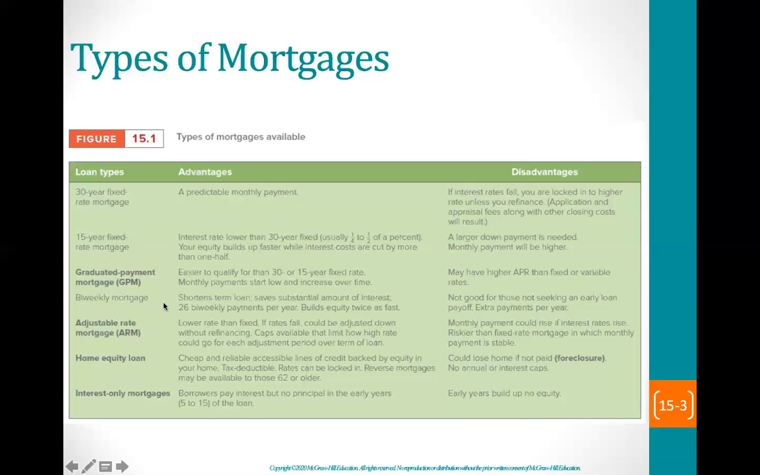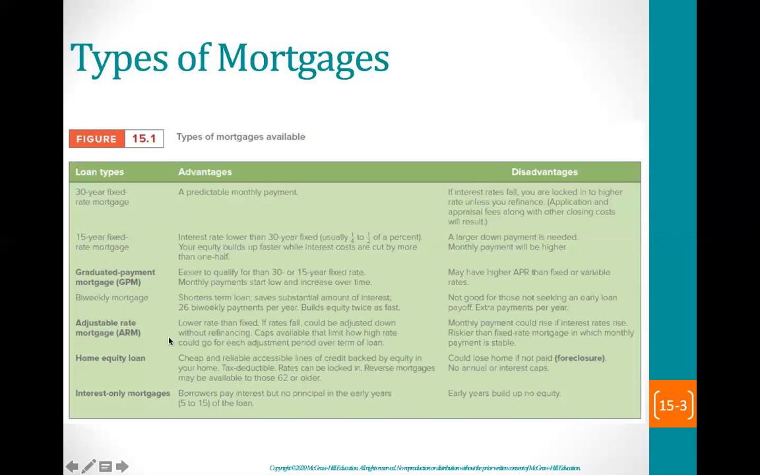A biweekly mortgage is another option that's available. This means that instead of once a month, every 2 weeks, or 26 times a year, the bank receives a payment. By paying every 2 weeks instead of once a month, mortgages can tend to be paid off faster. You build equity twice as fast.